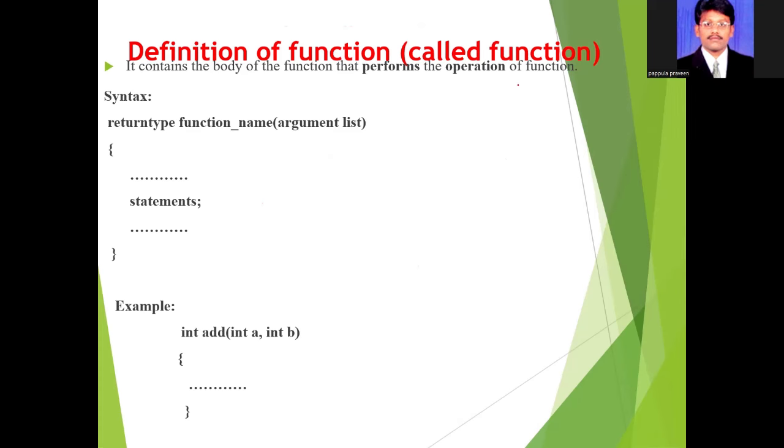Now, what is the code for addition? Int c, you observe, a plus b is assigned to c. Now you print the c value. So a plus b is assigned to c is the code. That is written in the definition of the function.